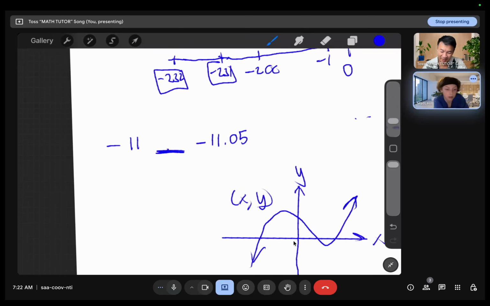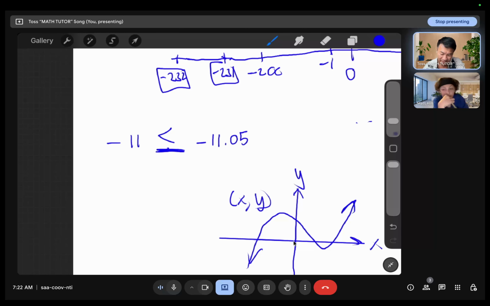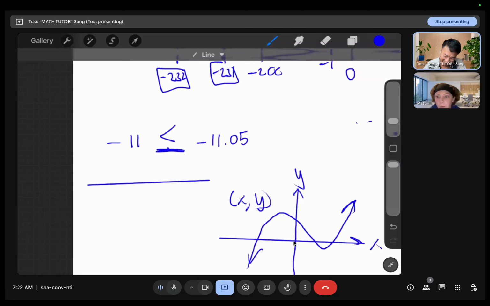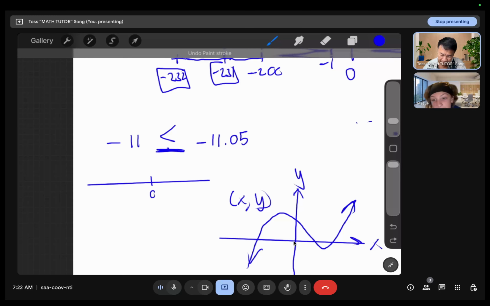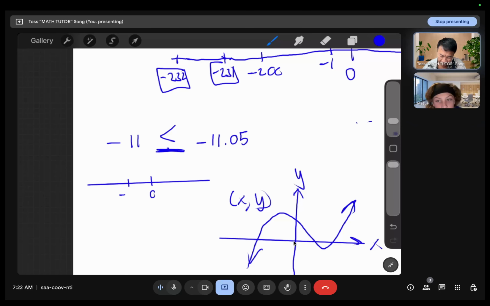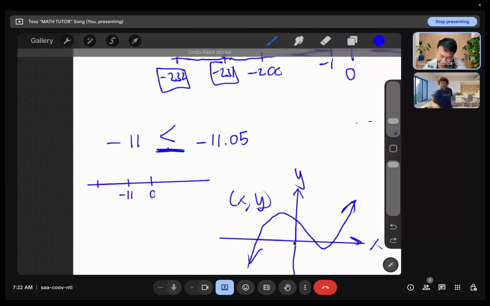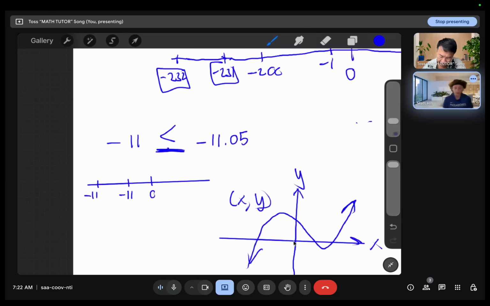Is it greater than, or less than? Are you sure? Let me put it on a number line. Now you tell me what will go here and what will go here. Which number will go first, closest to the 0 on the left? Negative 11, so you're saying negative 11 like this, right? And then what's the one over here? Negative 11.05.